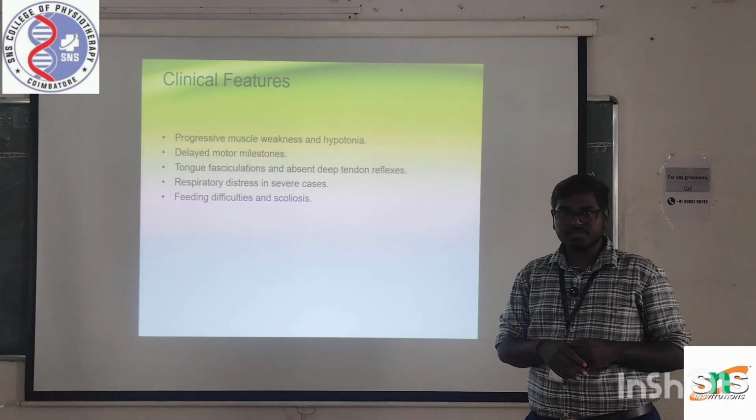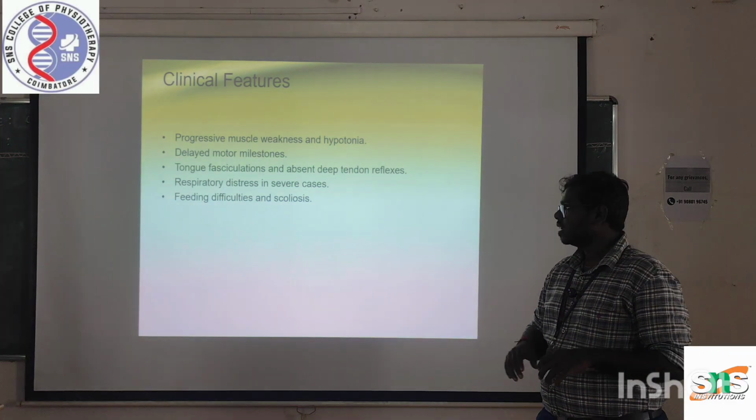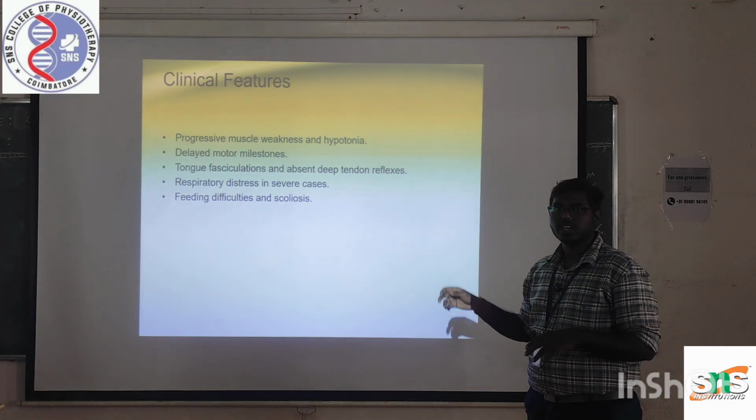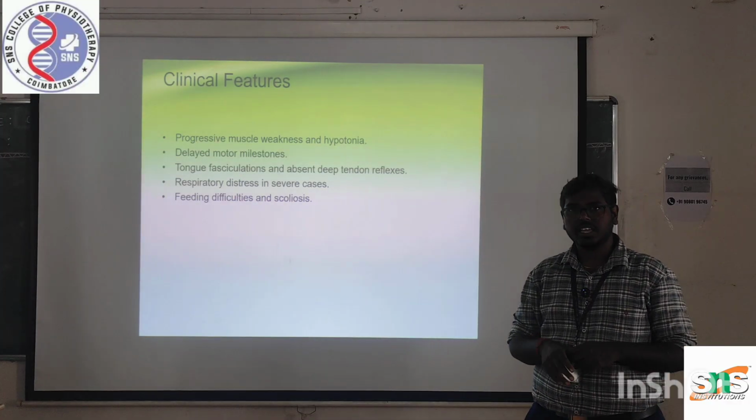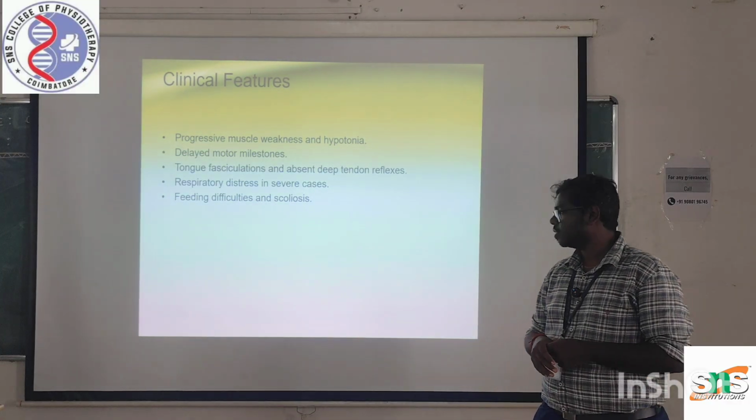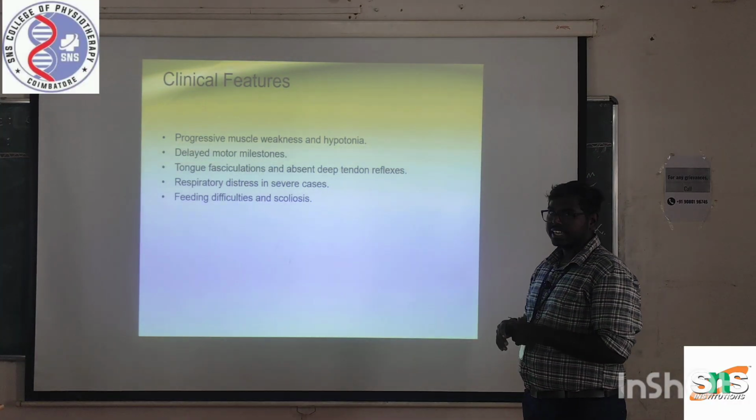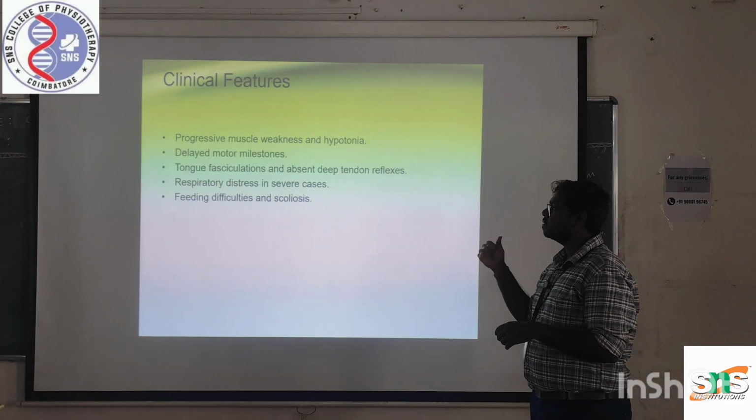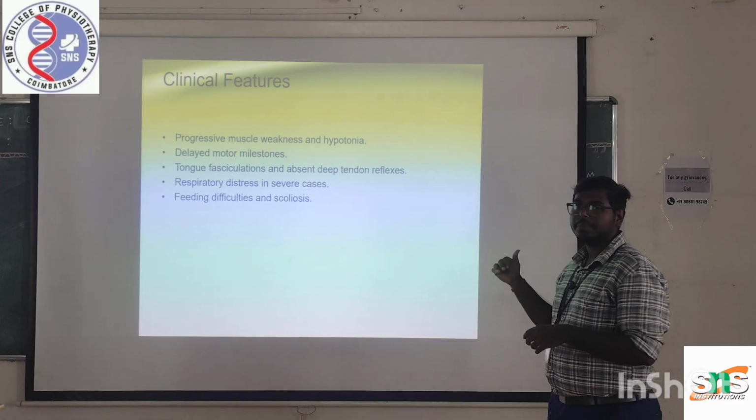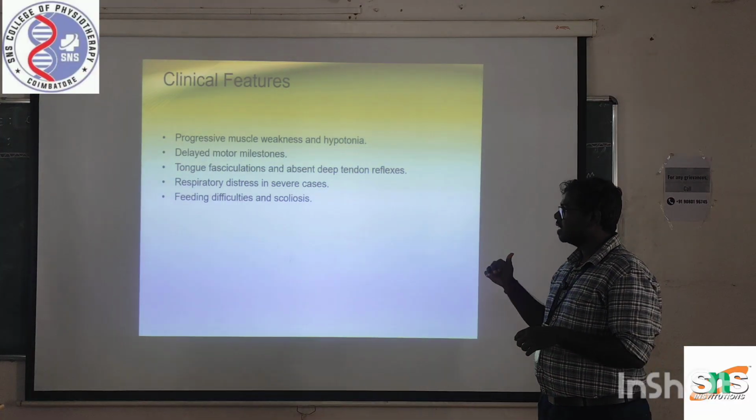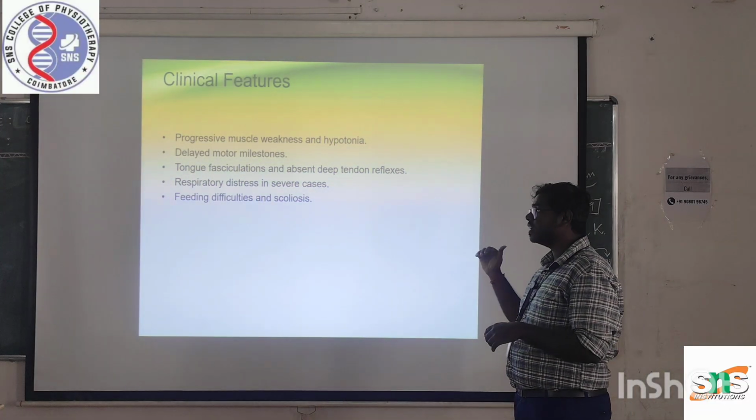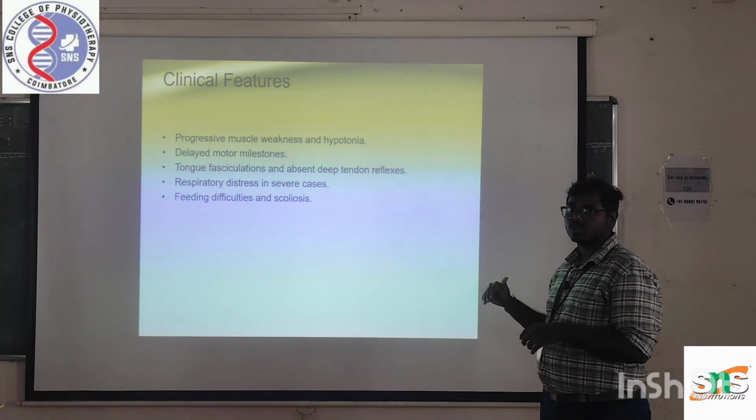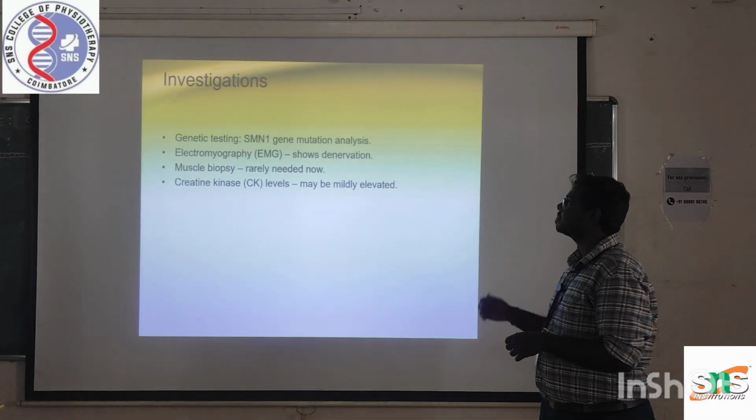The clinical features of SMA are progressive muscle weakness and hypotonia. Hypotonia is a reduction in muscle tone. The second clinical feature is delayed motor milestones, then tongue fasciculations and absent deep tendon reflexes, then respiratory distress in severe cases, and finally feeding difficulties, and it also leads to scoliosis.